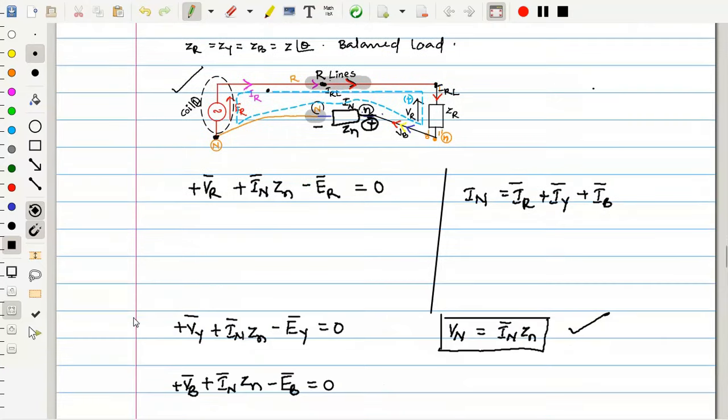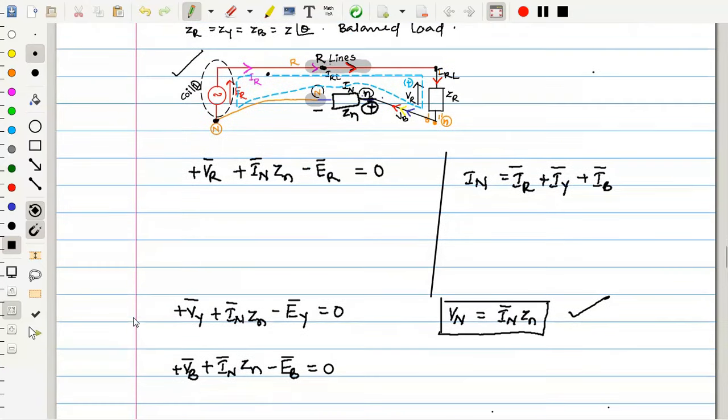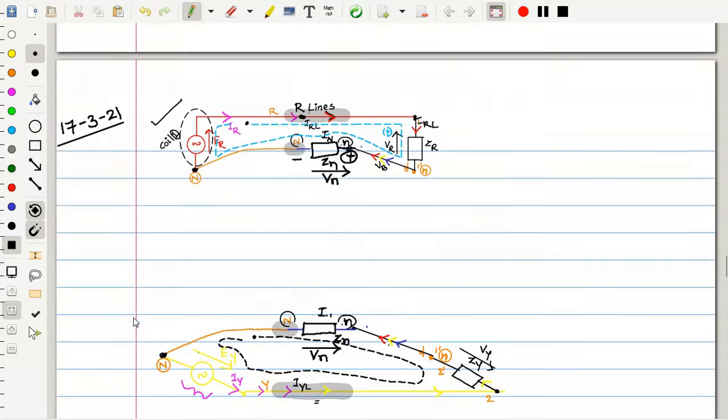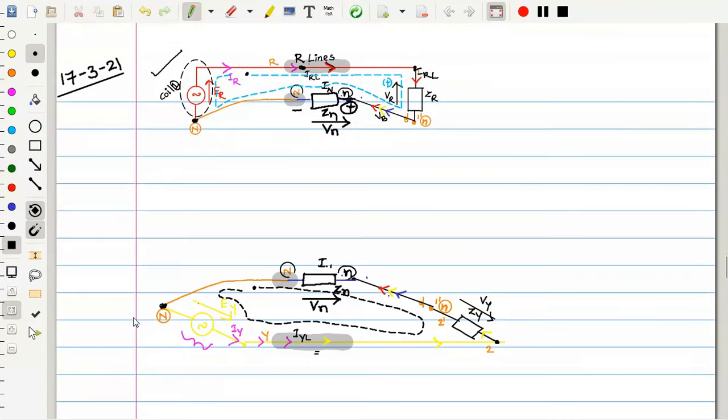Next is the case with the neutral impedance non-zero. So we are trying to find the neutral voltage, whereby we can find the line currents or phase currents. For this, let us take again three loops: R phase loop, Y phase loop, and B phase loop. For these, let us write the KVL.